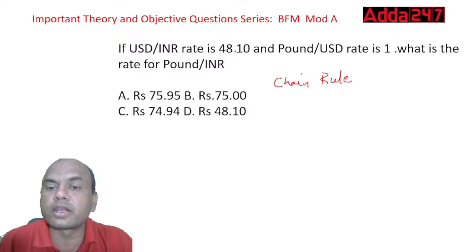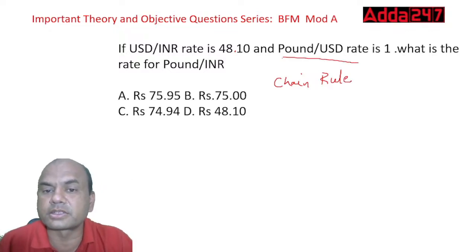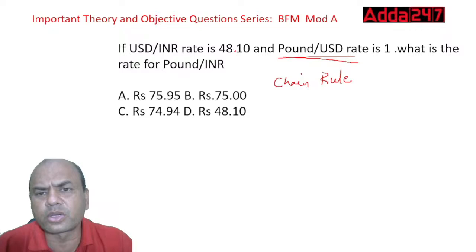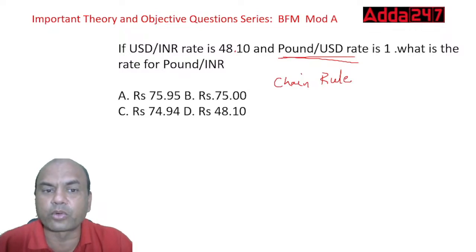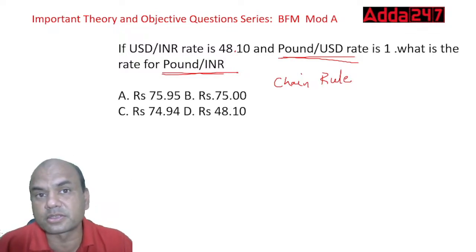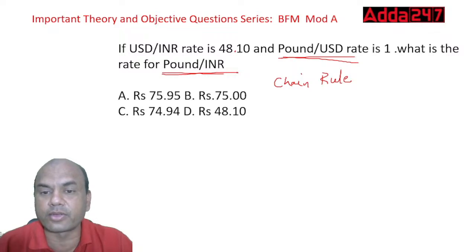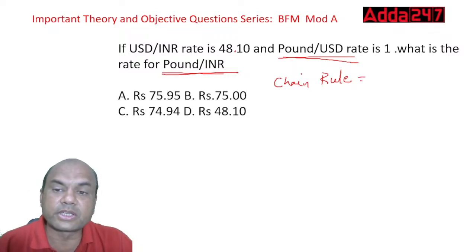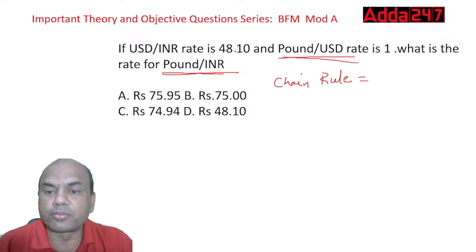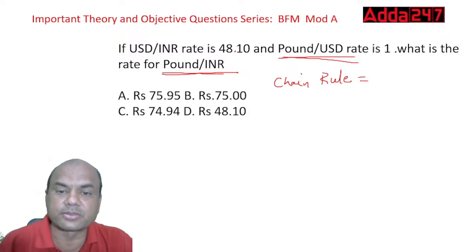When you don't know the rates of any currency vis-a-vis your local currency, means this pound to INR, do you know the rate of pound to INR over here? No. But you have the other rates, some base currency rates. So we use the chain rule. What is the chain rule? We use it like this. You have pound to, say, INR. I'll write it P to I.